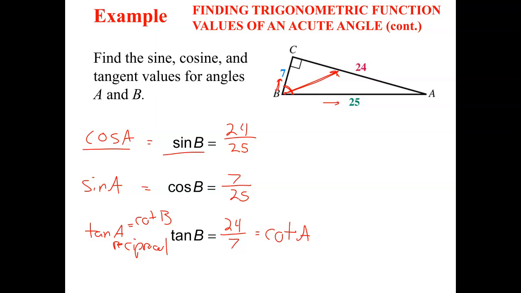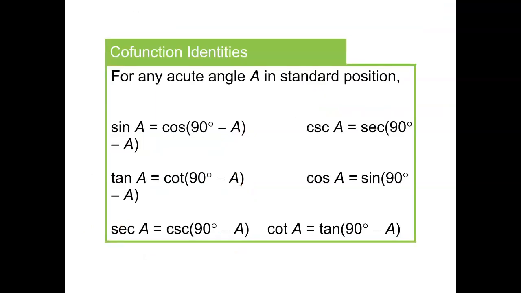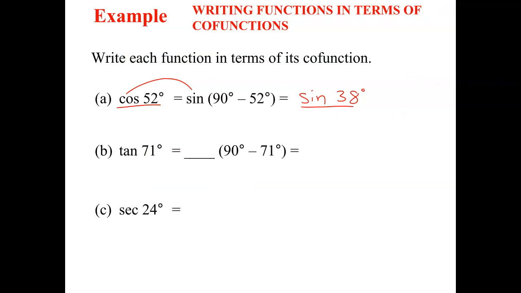If I took whatever angle A was and I subtracted it from 90, I'm going to get B. If I take whatever B is, subtract from 90, I get A. Yep. And so we see those ratios, and then we can apply it to any angle, even if we don't have the triangle. Okay? So, tangent of 71 degrees, what's its cofunction? Cotangent. 90 minus 71.